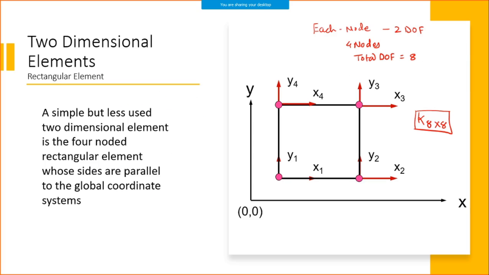In the same way, here it is in rectangular. For a linear rectangular element, which has a stiffness matrix of size 8 by 8.